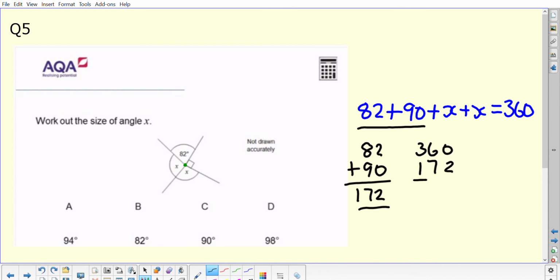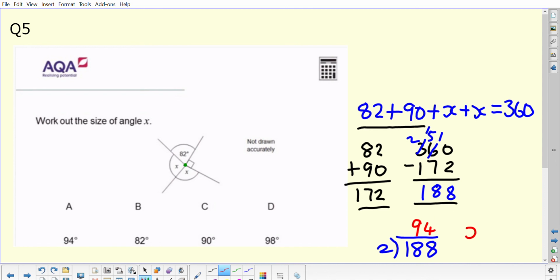And if you then take that away from 360, if we were doing this without a calculator, that's what you need to do, you would have 188 degrees, but that 188 degrees is the two of these x's combined. So to work out what each of the x's is, you would need to do 2 into 188, and that would give you 94. So angle x would be equal to 94 degrees, which would have been answer A.